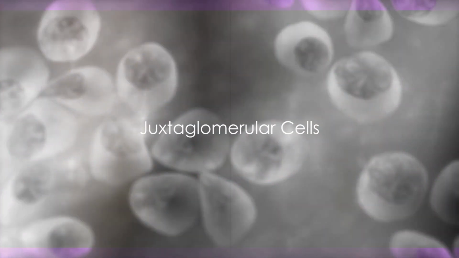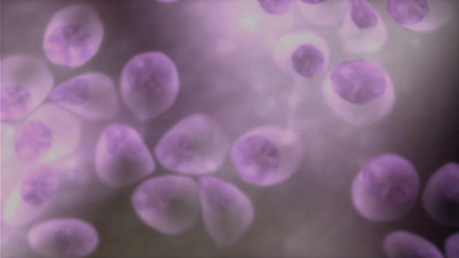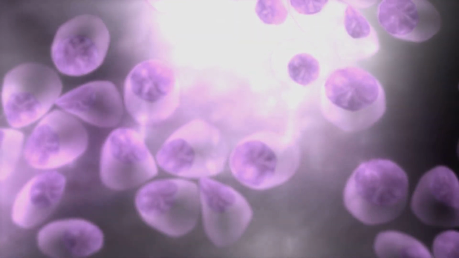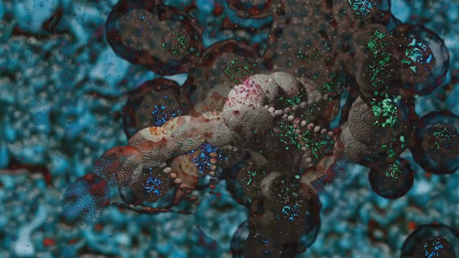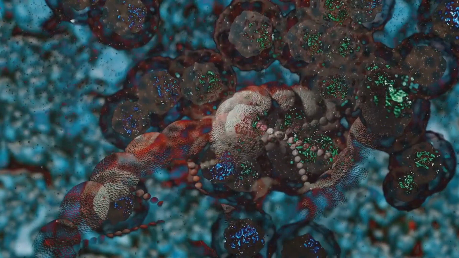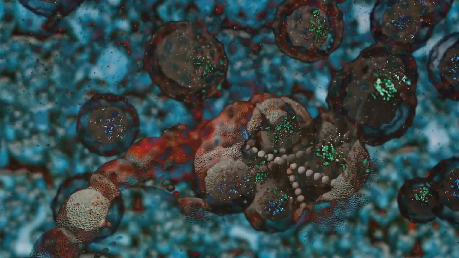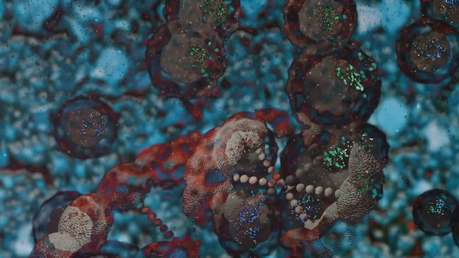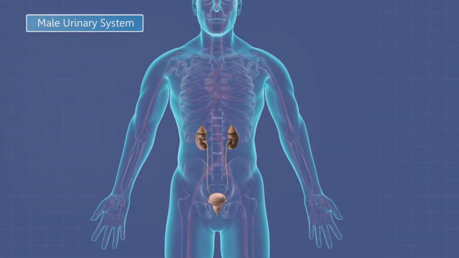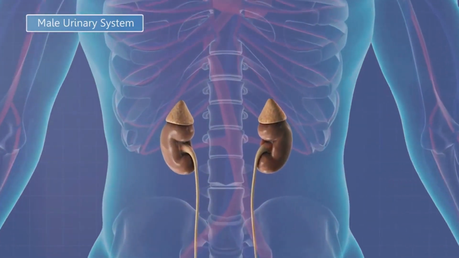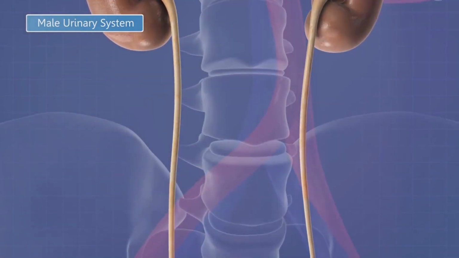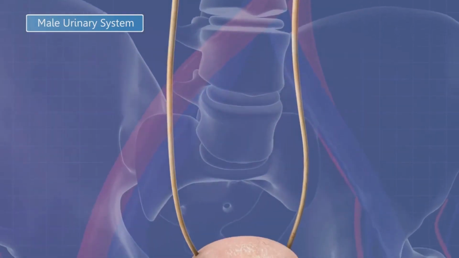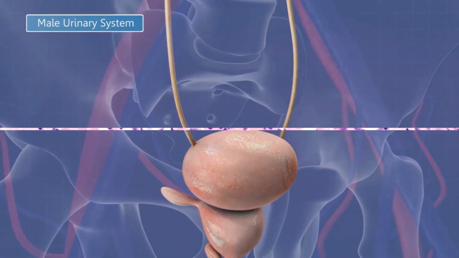Next, we have the juxtaglomerular cells, also known as granular cells. They're nestled in the tunica media of the afferent arterioles as they enter the glomeruli. These cells are in charge of secreting renin, a hormone that plays a pivotal role in regulating blood pressure and fluid balance in the body. They spring into action in response to various stimuli, including the activation of the beta-1 adrenergic receptor, a decrease in renal perfusion pressure, and a drop in sodium concentration at the macula densa.